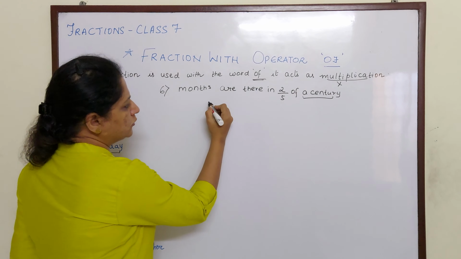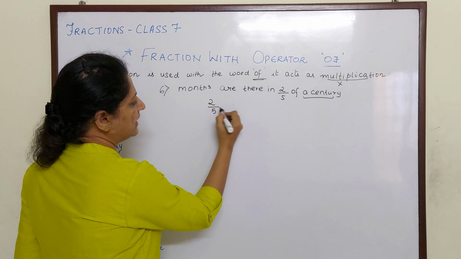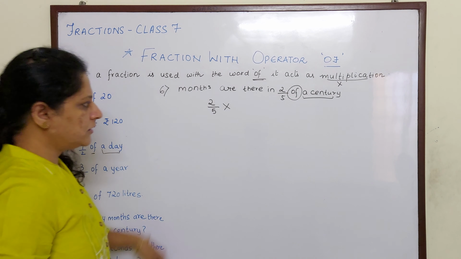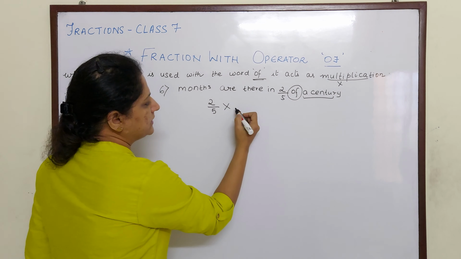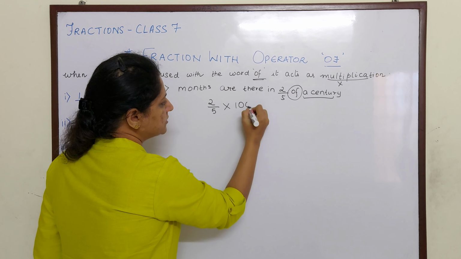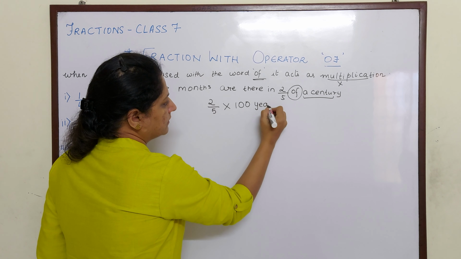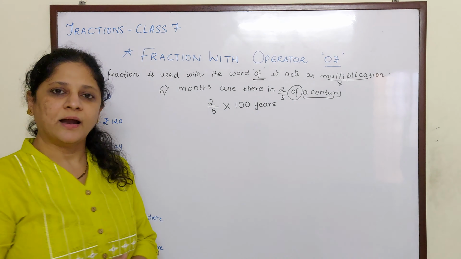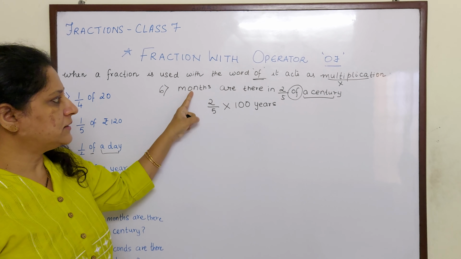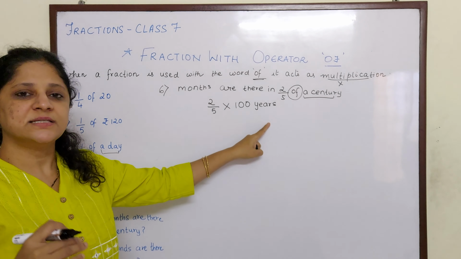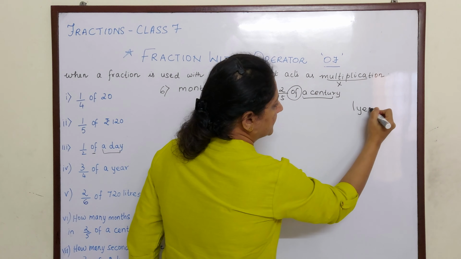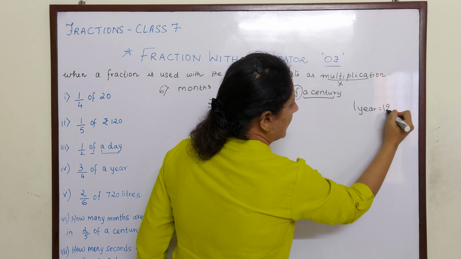So now 2/5 of a century I will write as, "of" means multiplication, that is what we have learned now. A century is 100 years. So here instead of century I will write 100 years. Now still we have not got months. This side is months and this side is years. So let us first convert. 1 year is equal to 12 months.